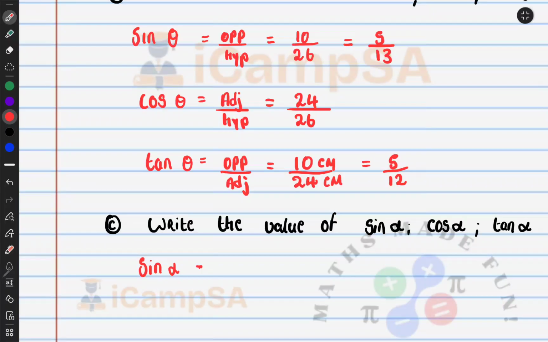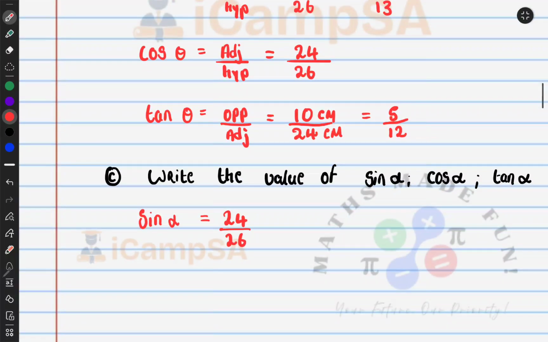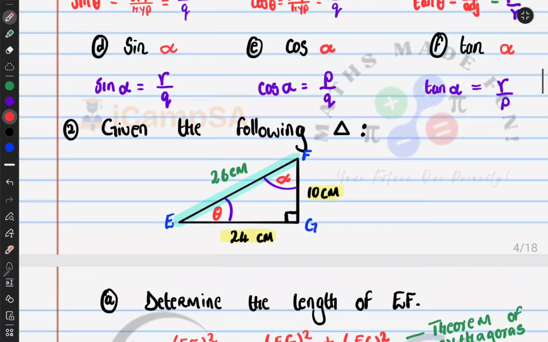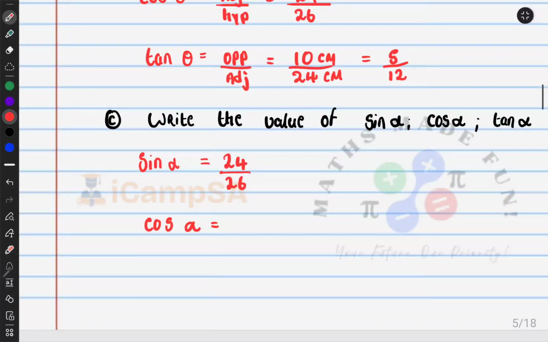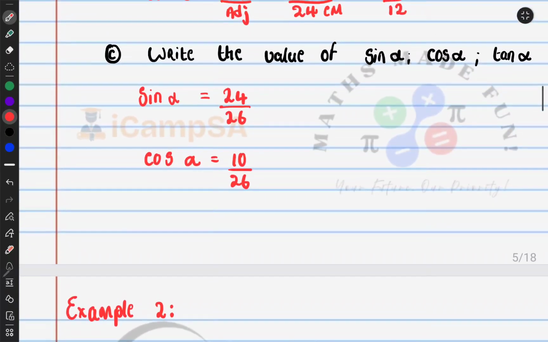This therefore is equal to 24 over 26, and then next cos alpha. What is cos alpha? Cos alpha is the adjacent side over the hypotenuse. Which side is adjacent to alpha? Side FG, which is 10 centimeters, over the hypotenuse, which is 26. So we're going to have 10 over 26. That will be our cos alpha.